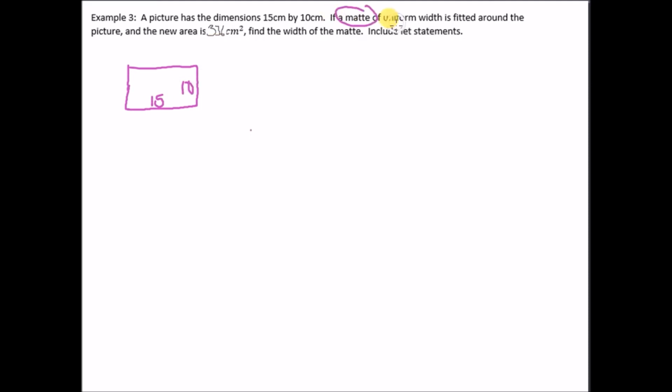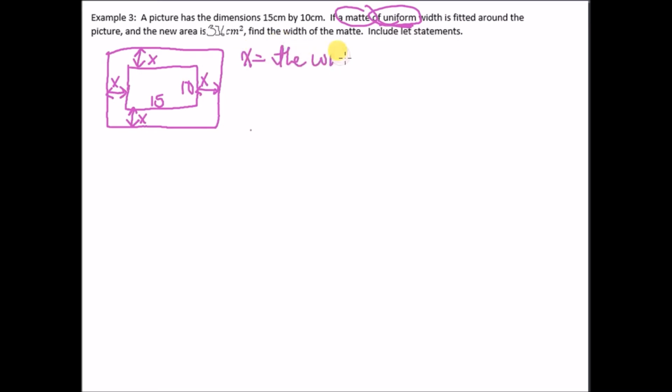Now, if a mat of uniform width is fitted around the picture, so a mat is like that white border that's fitted around the picture. And when we read uniform, that's a really important word. Uniform means the same, okay? So the distance here and here is going to be the same, as well as here and here. So when they're all the same, we can call them all the same variable. Let's call them x. And x is going to represent the width of the mat.